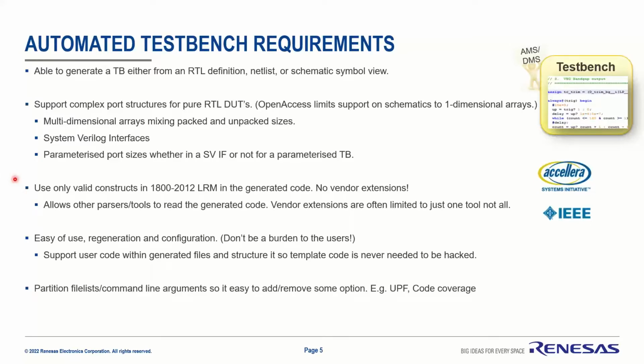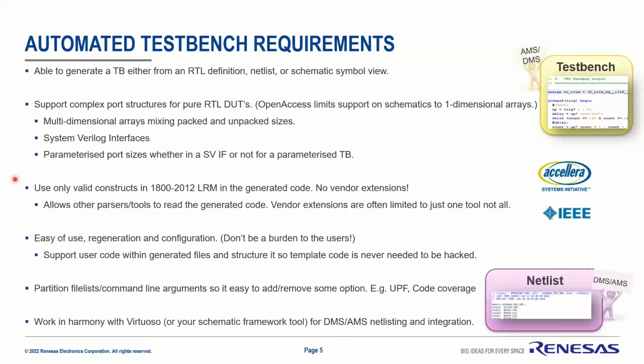The other one is partitioning the file list and command line arguments. We'll go over that a bit later, but you want to be able to add and remove features from the runtime simulation without having to rework the entire file list. Especially if you're switching from DMS to AMS, you want to be able to just include or exclude a couple of .f files and make that switch rather than having a completely new one. And finally, if you're doing DMS and AMS, having it work in harmony with your schematic capture tool, Virtuoso in the case of what we use, is really important.